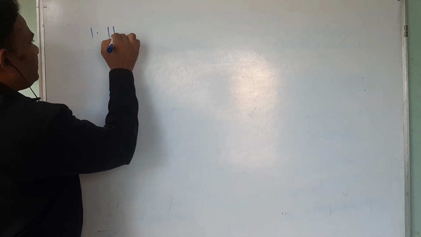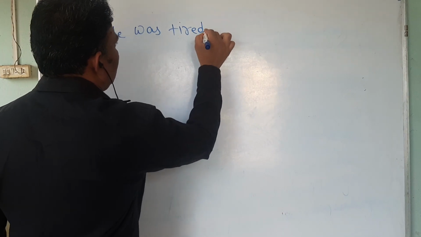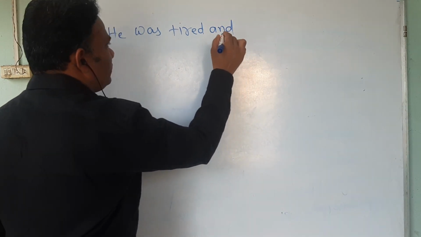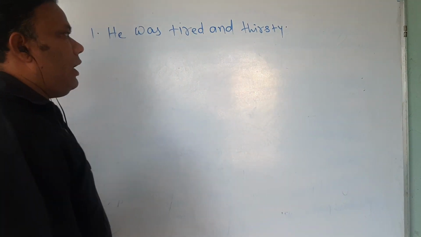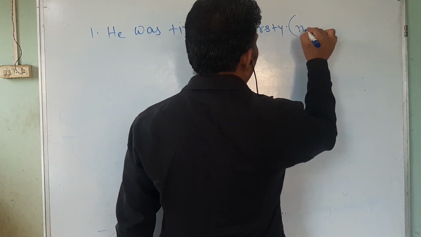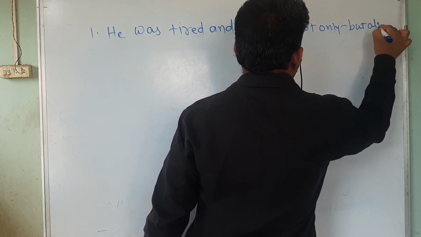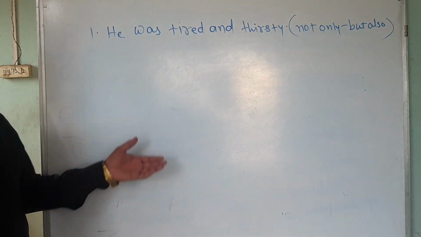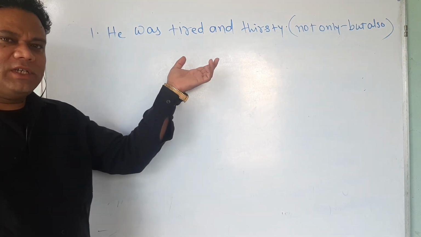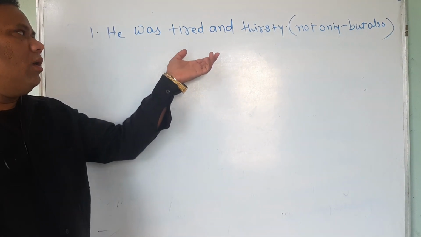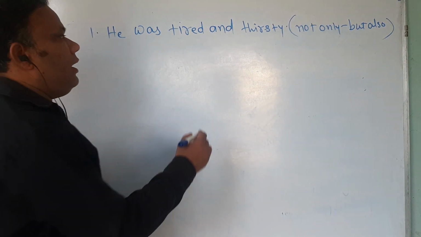First sentence. He was tired and thirsty. In this sentence, what we have to do? We have to use not only but also. So as I said, whenever we are told to use not only but also, first of all, what should we do? We should see whether "and" or "as well as" is there in the sentence. Here we find "and".